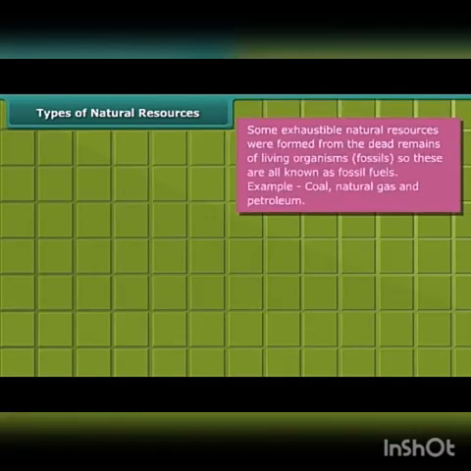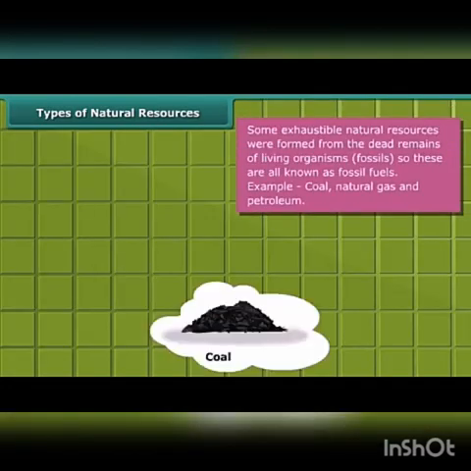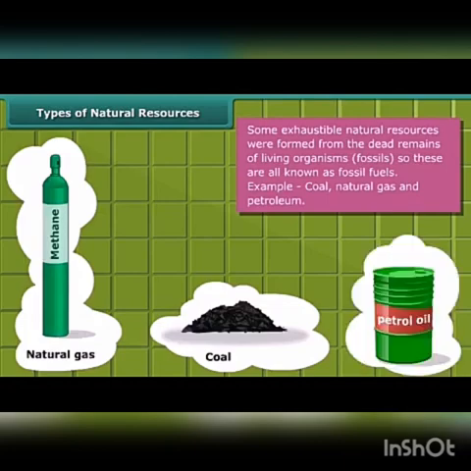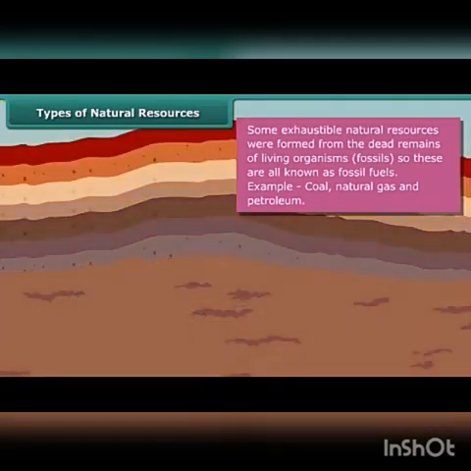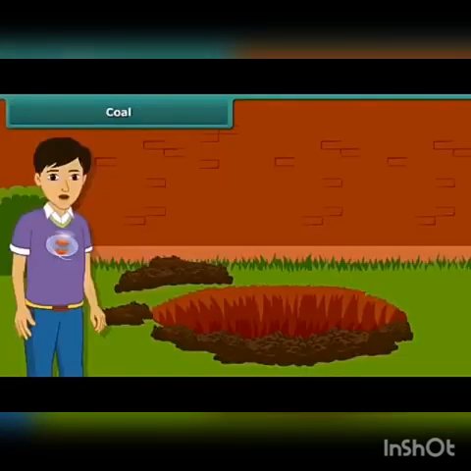Do you know that some exhaustible resources like coal, natural gas and petroleum were formed from the dead remains of living organisms called fossils, and hence these are also known as fossil fuels? Hey, now let us know about these fossil fuels in detail. Let us start with coal.